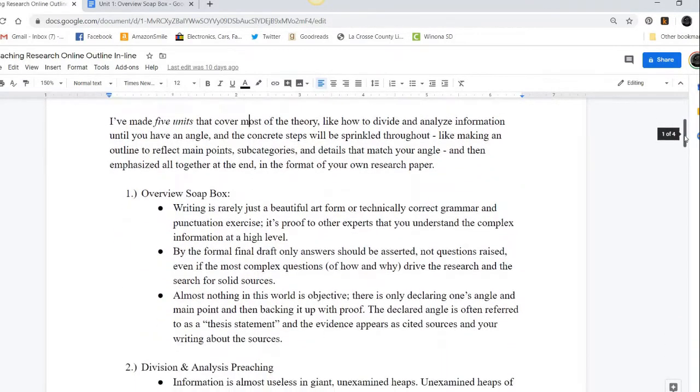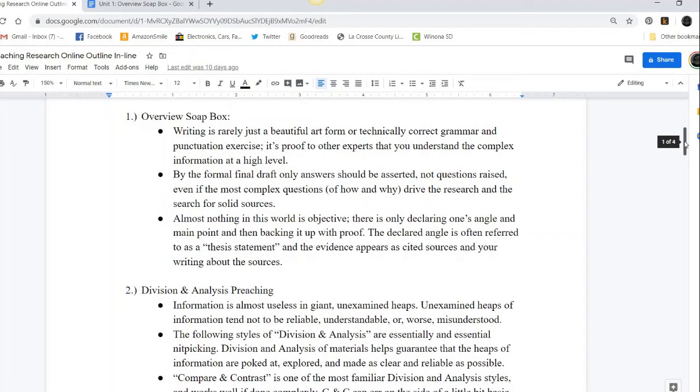Cool. I know how to scroll while I'm recording a video of my screen. It's gonna be fine. Okay, the overview, Unit 1, is what we are going to do after I walk you through the online outline of research in general.